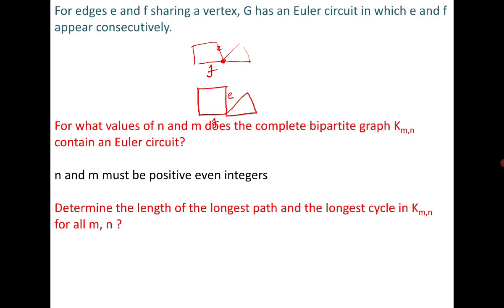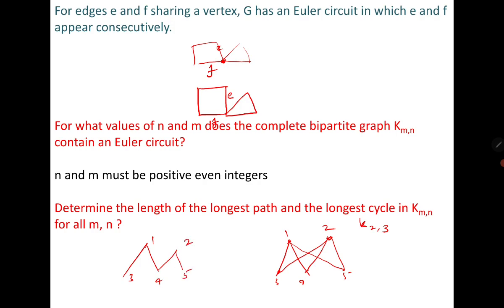Determine the length of the longest path and longest cycle in a complete bipartite graph. So this one is interesting. Just to demonstrate, let us assume that we have K2,3. I can number them. Now for the longest path, I should start from the larger partite set. So I should start with 3. From 3 I can go to 1, 1 to 4, 4 to 2, and 2 to 5. So 4 edges are involved, it means the length is 4. And you can verify by yourself, this is the longest path with length 4.